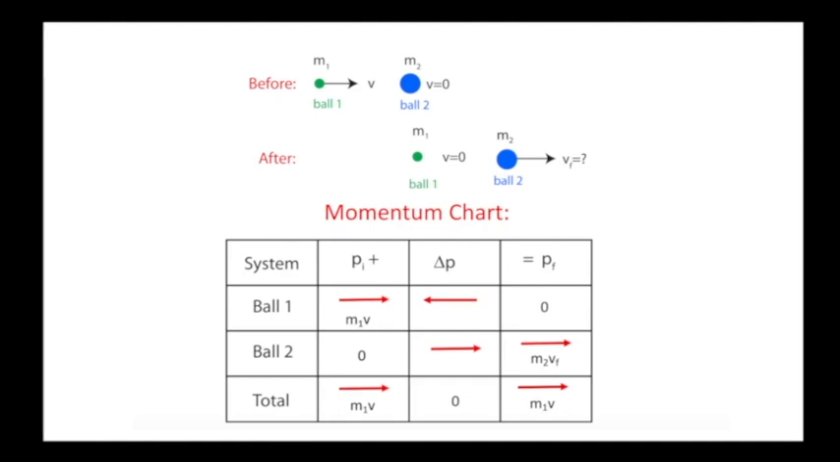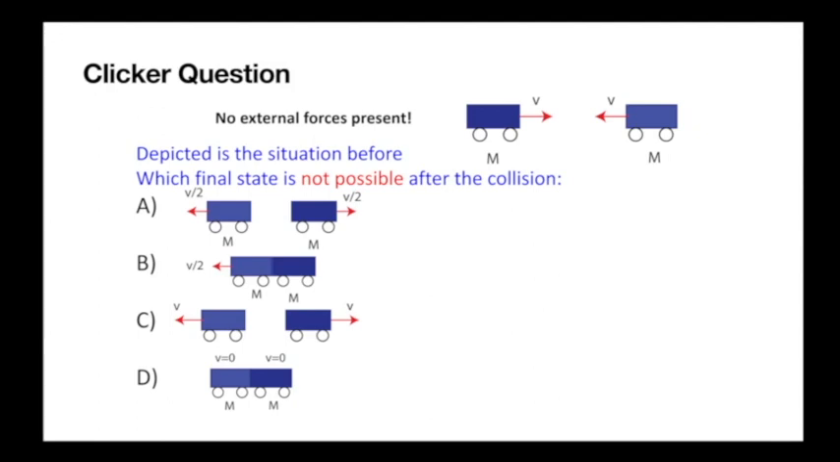Cool. Okay, let's do a clicker question. So we have 2 carts. They both have equal mass and equal speed, but not equal velocity, because their speeds are oriented opposite each other. And they're moving toward each other, and they collide. So which one of these final states is not possible if there's no external force present? So no external force.